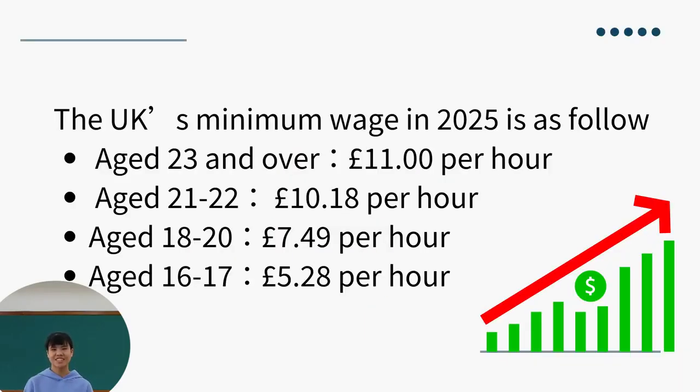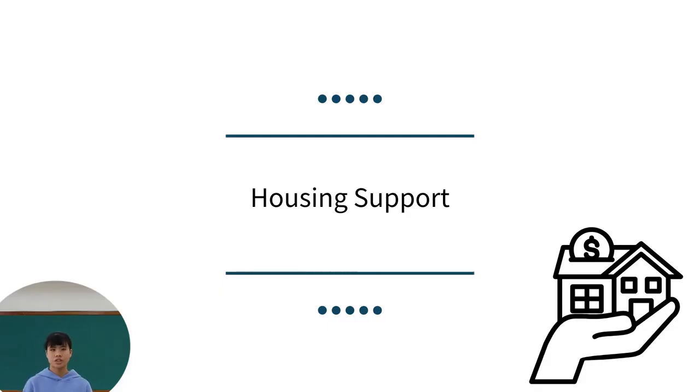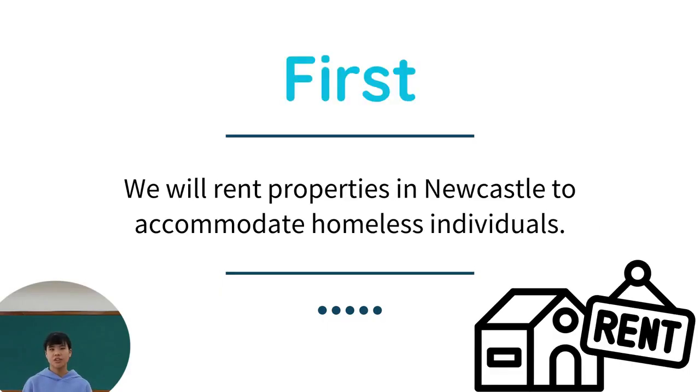Regarding the minimum wage, the latest update for 2025 is as follows. For people aged 23 and over, it's £11 per hour. For those aged 21 to 22, it's £10.18 per hour. For 18 to 20, it's £7.49 per hour.